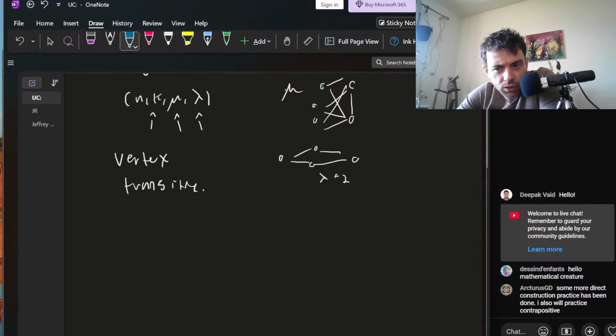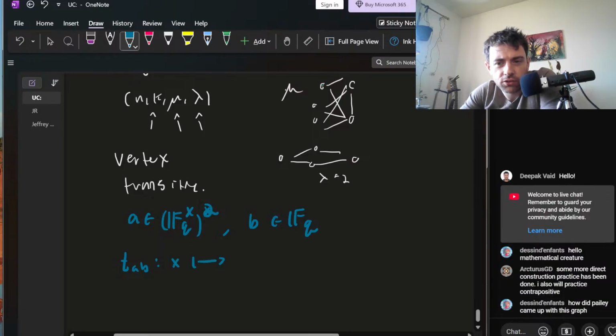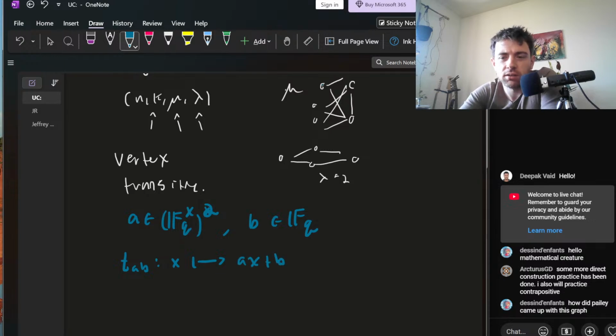So here are some automorphisms. Given a, which is a non-zero square, and b, anything in F_q, we have the map T_ab, which will send x to ax plus b.